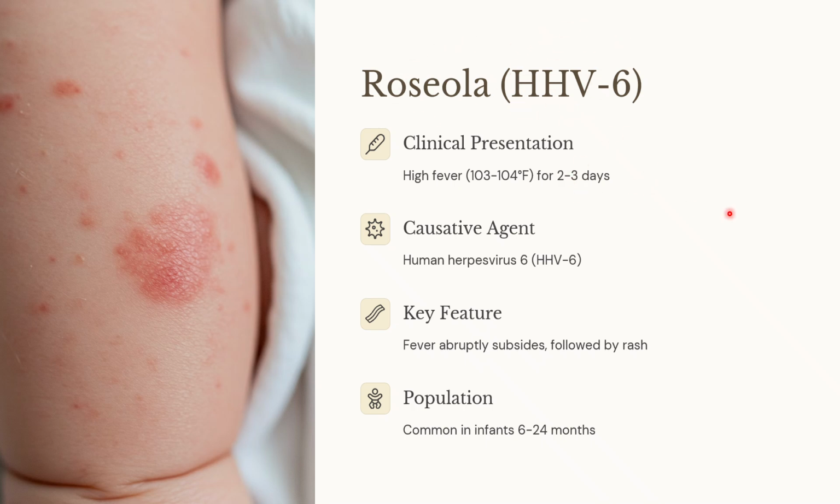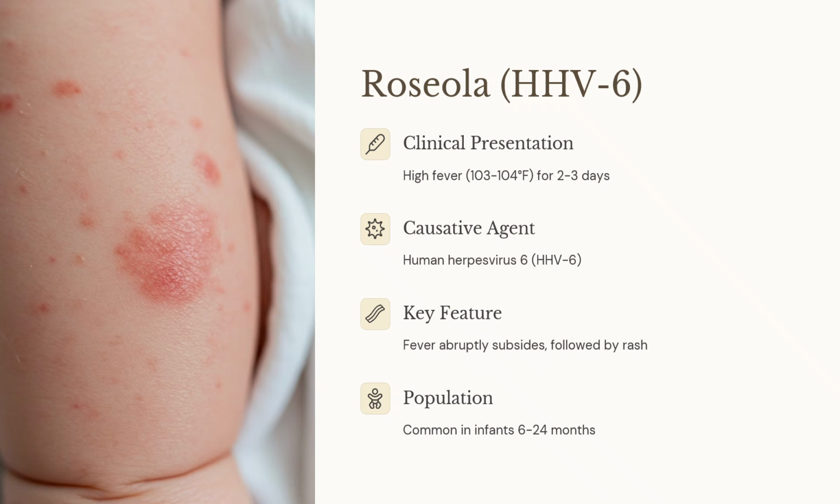So the most common presentation is a high grade fever, 103 to 104 degrees, for 2 to 3 days, and the fever will abruptly subside, followed by a rash. This is more commonly seen in infants less than 2 years old. So this is about roseola.